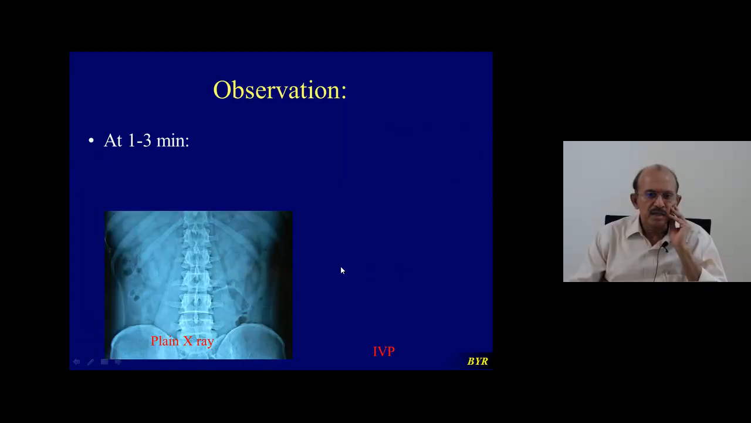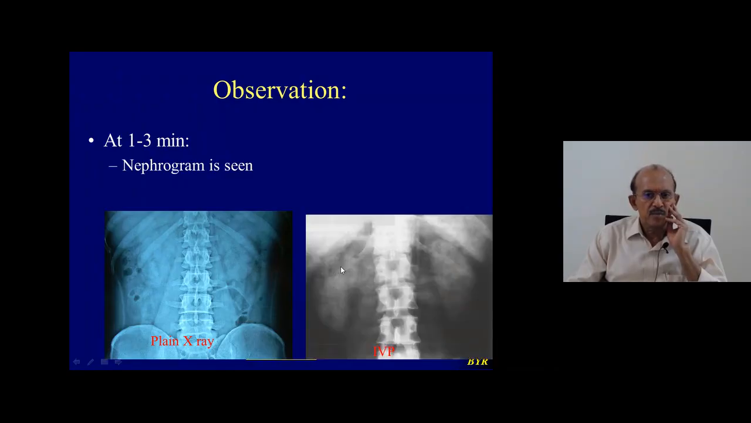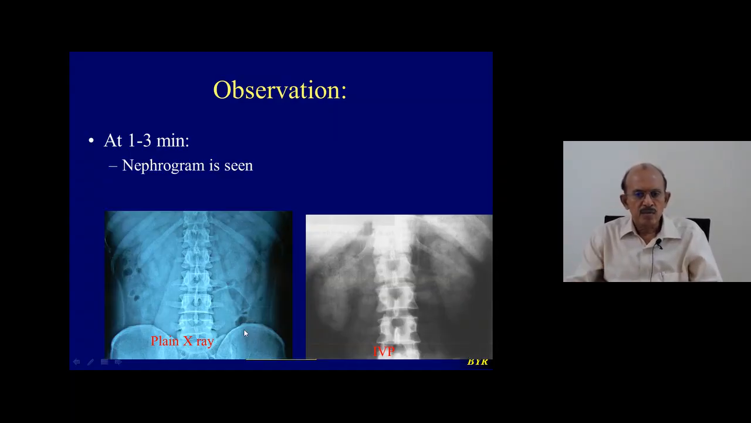At 1 to 3 minutes, nephrogram is seen. What is nephrogram? Now compare both these X-rays. Look for the renal shadows. In the plain X-ray, an indistinct renal shadow is seen here, a very indistinct one. But in this X-ray, you can see a good renal shadow. So after giving the injection, within 3 minutes, if you take an X-ray, the X-ray will come like this.